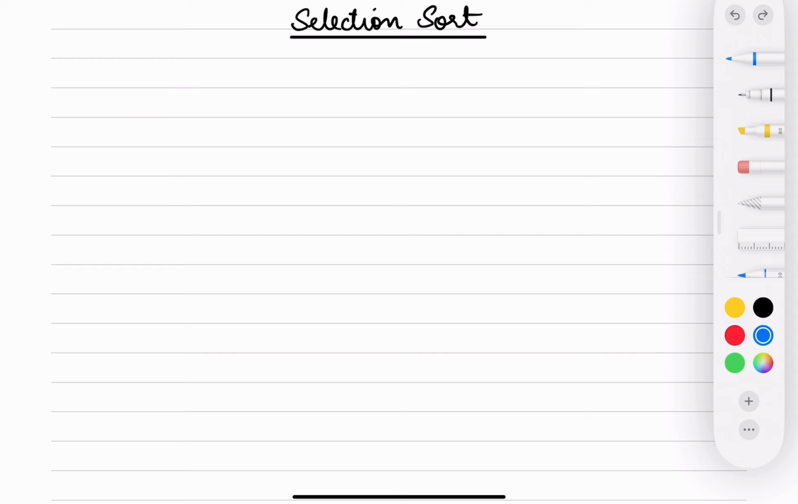In today's video, we are going to discuss a new algorithm in our sorting algorithms category, and that algorithm is selection sort. So let's get started.